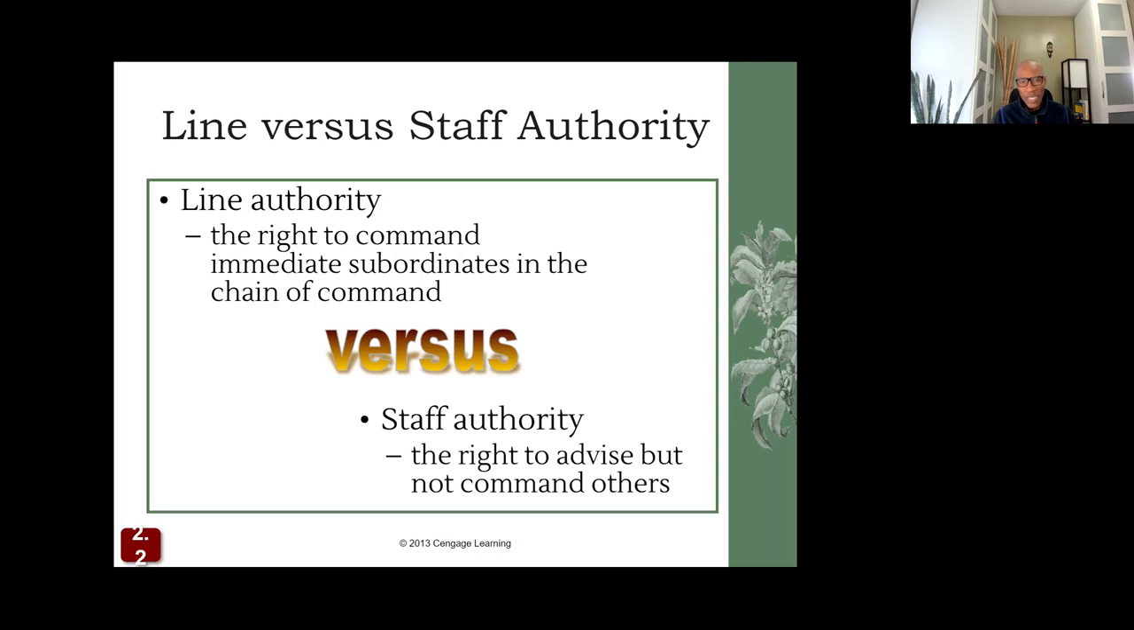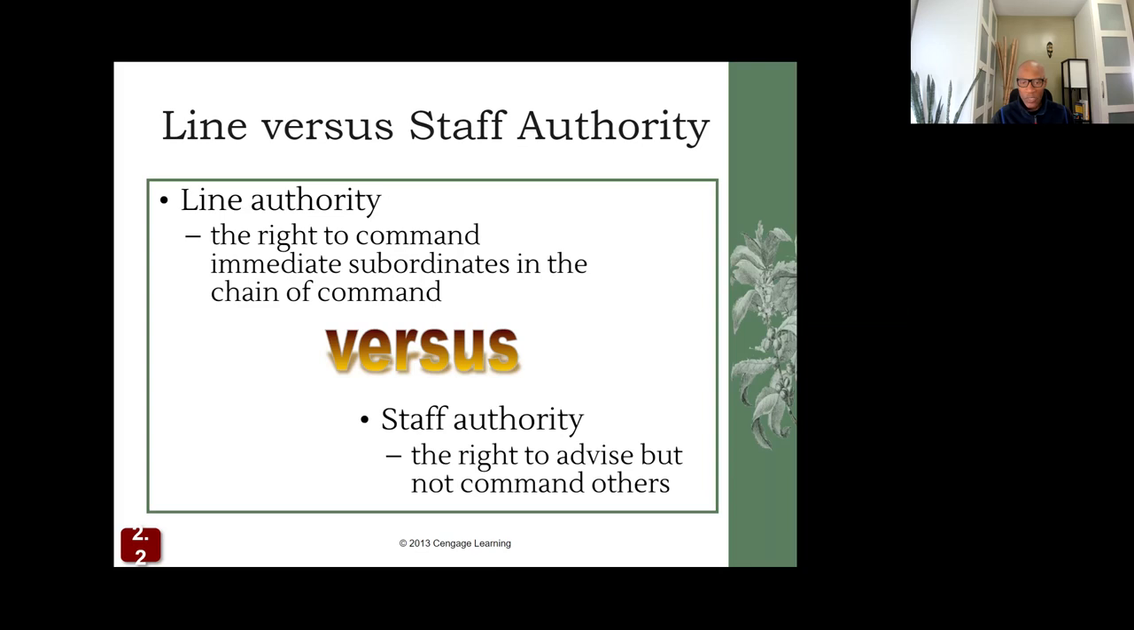When we think of line versus staff authority, the line authority, usually what you'll find is they have the right, they can tell you basically what to do, and they actually can organize around that. So you're reporting to this person, vertical reporting. So they have the right to do that. They can tell you when to come to work, how to work, all those things.